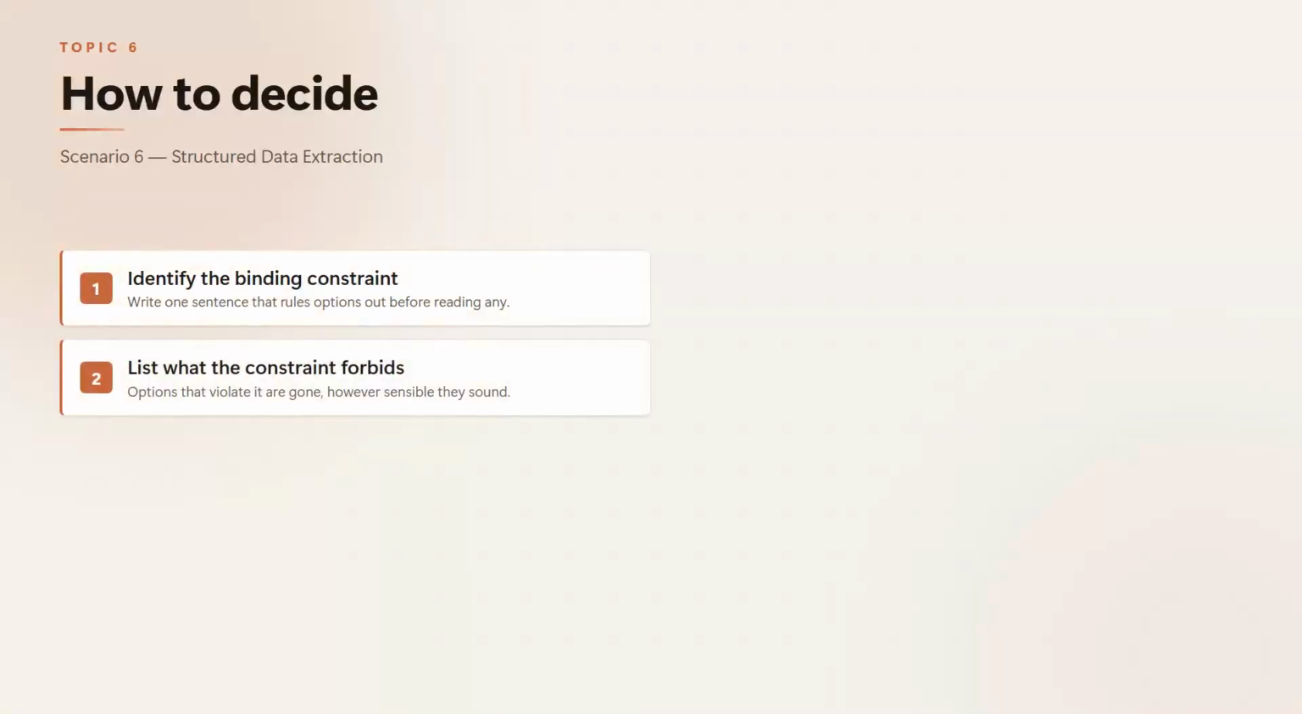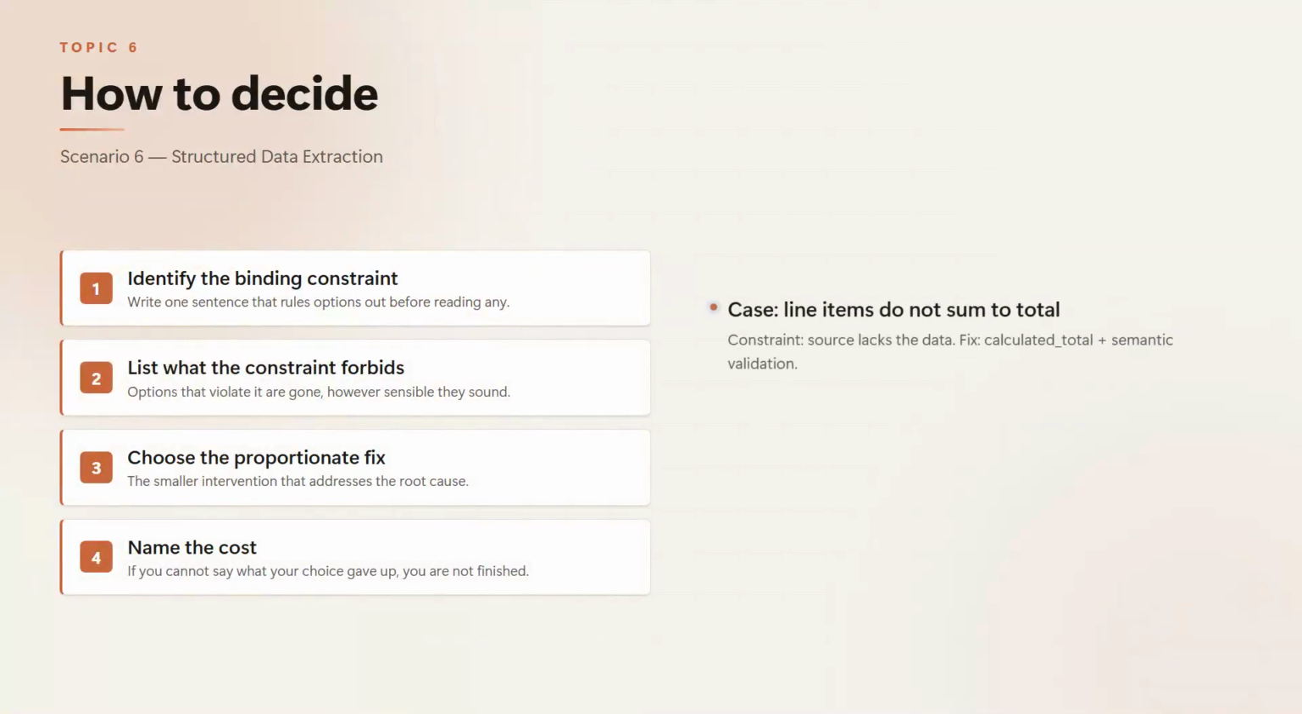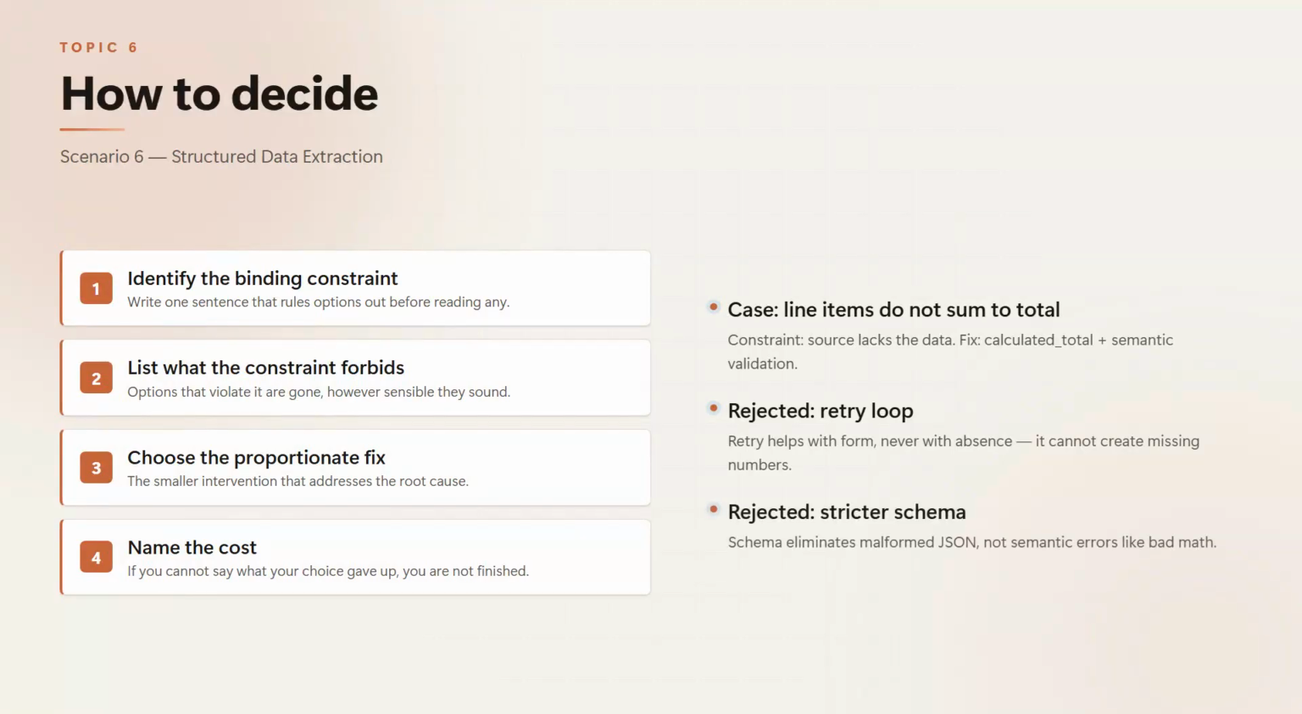Work the case where line items do not sum to the stated total. The binding constraint is that the source document lacks the information needed to make the numbers add up. That immediately rules out retries and stricter schemas. Retry cannot create missing data, and a schema cannot check arithmetic. The proportionate fix is to add a calculated total field and validate semantically, rejecting documents where the math fails. The alternative of adding a retry loop loses because it addresses form, not absence. The rest of the symptoms, JSON syntax errors, invented values, enum spills, are on the page, each with its own constraint and fix.